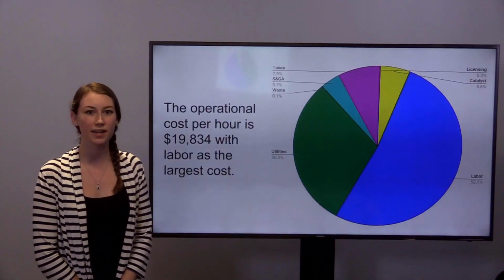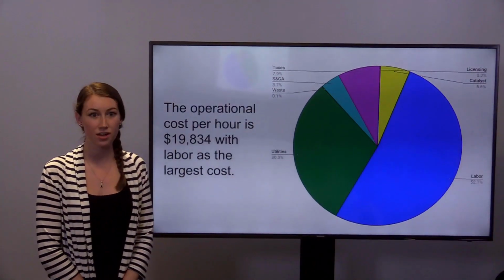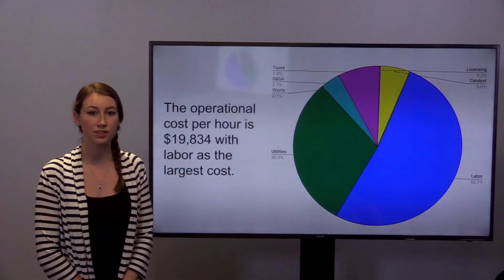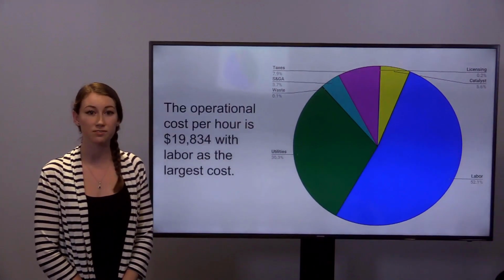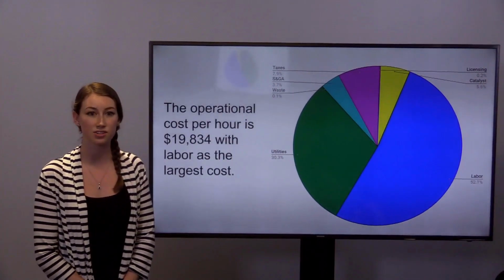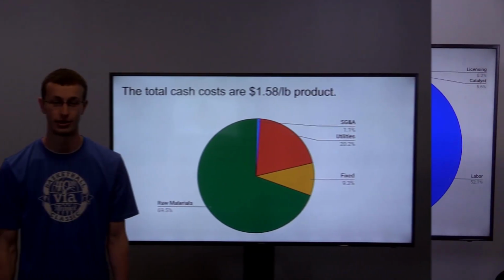Catalyst for this plant is purchased every 3 years. For the purposes of this chart, to show its relative magnitude compared to other purchasing costs, the catalyst price was divided over an hourly basis such that it was at a reasonable comparison.